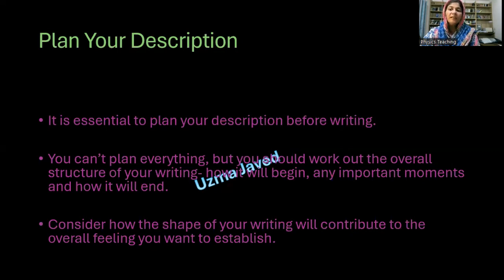You can easily attempt 450 words if you have thought about your topic carefully and planned it before writing. So what are the aspects that you need to plan before writing? You can't plan everything, but you should work out the overall structure of your writing. For example, in the topic I have mentioned, you can easily write 4 to 5 paragraphs, and then you can easily complete the word length requirement as well.